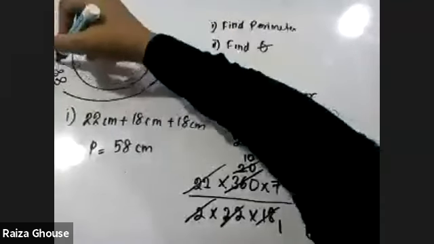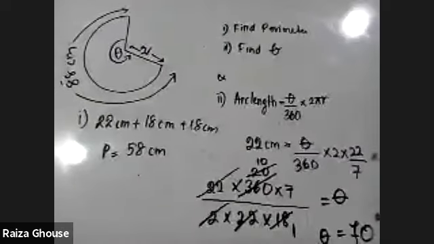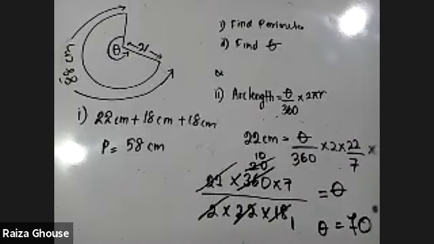Arc length is 88 centimeters. Same method. The only difference is the arc length and the value of the radius. Only that is changed. We'll see. Now you can do it.